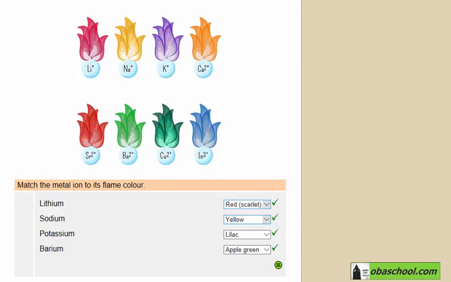Excellent. So if we observe a red flame, then this is lithium. A yellow flame indicates the presence of sodium. Potassium will produce a lilac flame, and barium will produce an apple green flame.